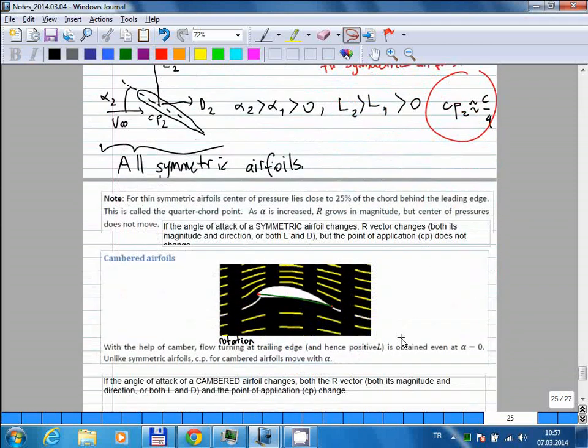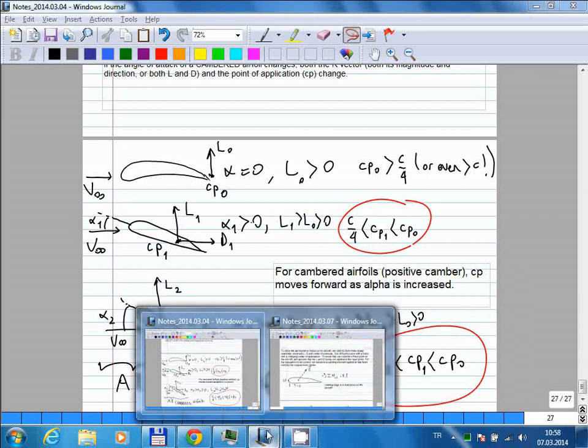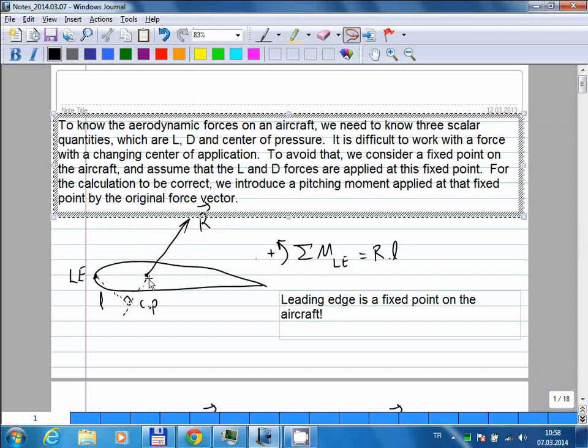Whereas for a cambered airfoil, that's not the case. At low angles, the center of pressure is at the back, and it may be even outside the airfoil. And if you increase the angle of attack, the center of pressure keeps moving forward, and in the limit it approaches the quarter chord point only at high angles of attack. But for low angles, it's somewhere behind the quarter chord point. Okay, so this is where we stopped on Tuesday. So that's where I'm starting today. So we are talking about a force vector, an aerodynamic force vector with lift and drag components, and this force vector is acting on a certain point, center of pressure point.